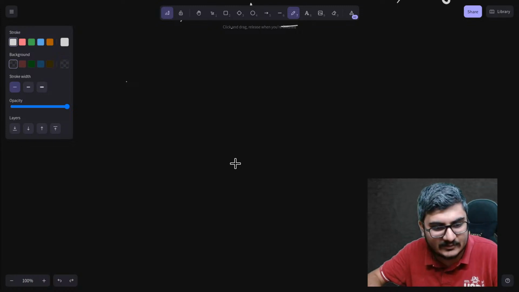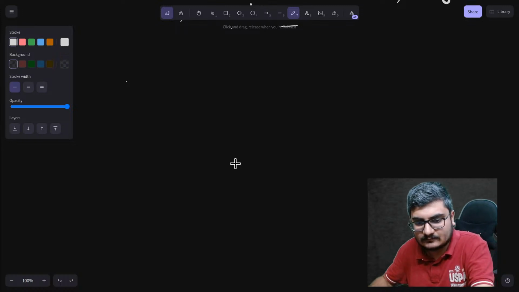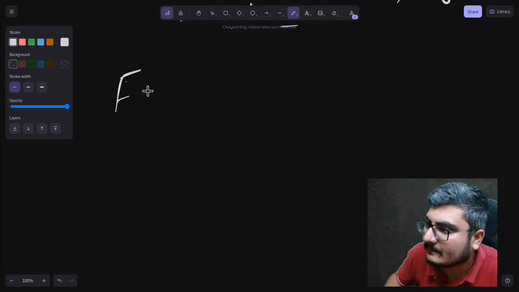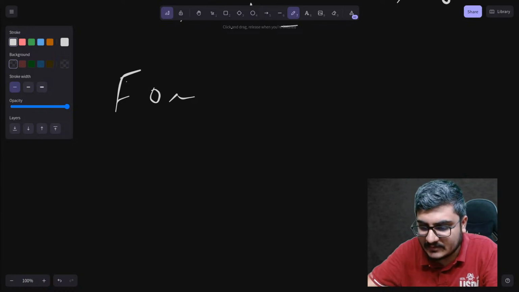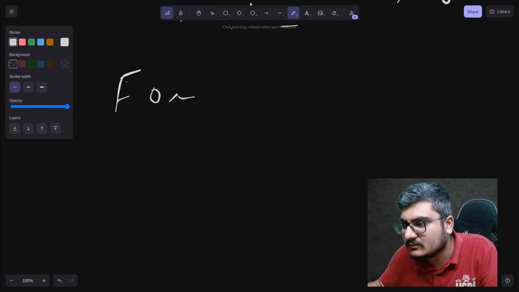Yes, D is sliding window. One second. I have in fact changed the nib as well.